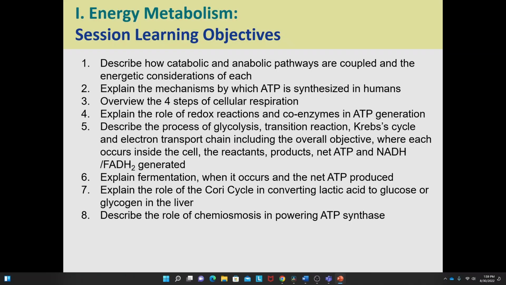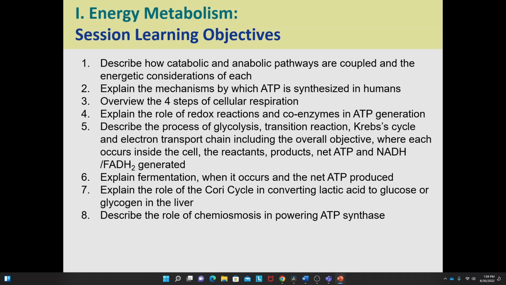So this first one, energy metabolism, I'm actually going to split into two separate videos. And so we're going to go through a few things. I'm going to go through the whole list here since we won't see this slide again. But some of these things will be covered in this video and others in the next. But we're going to talk about catabolic and anabolic pathways and how those are coupled, and that we have energetic considerations for each. We're going to explain the mechanisms that ATP is synthesized in humans.